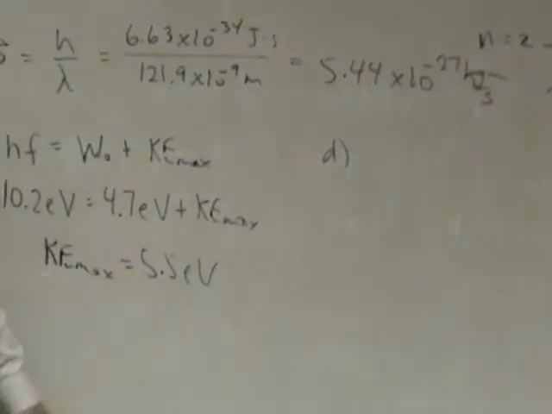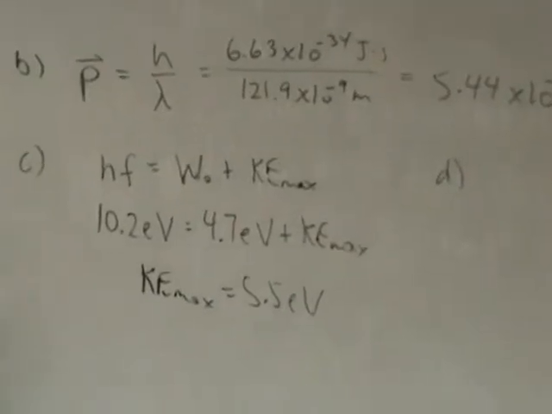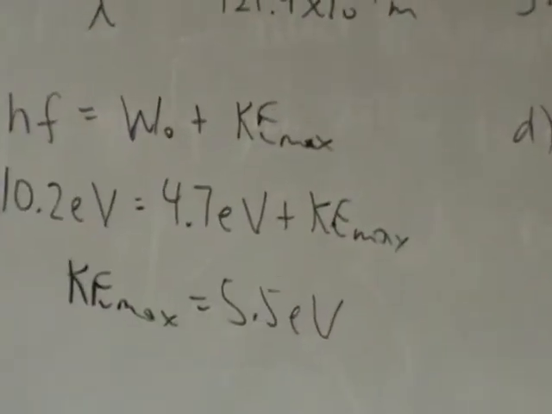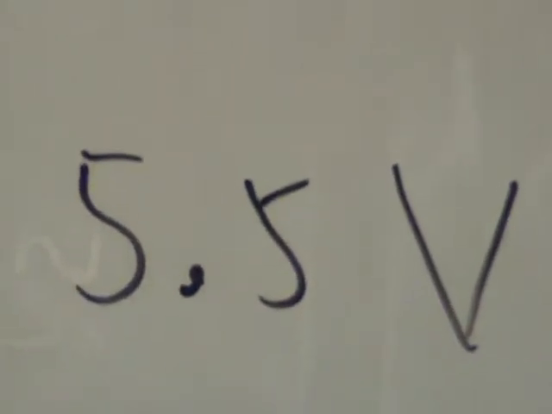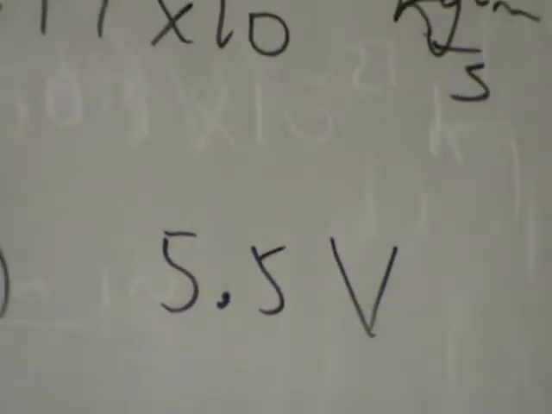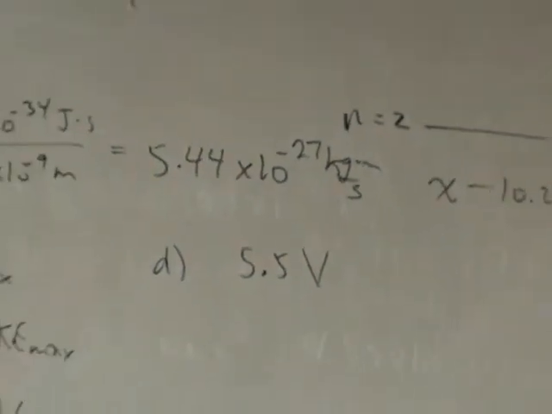You've got an electron with 5.5 electron volts of kinetic energy. What's the stopping potential? 5.5 volts. 5.5 volts, yeah. 5.5 volts of electric potential difference times the one electron makes a work of 5.5 electron volts of work. And that's going to stop your 5.5 electron volt electron.